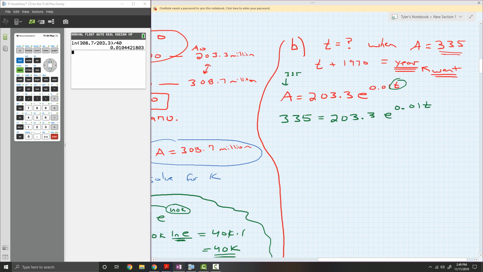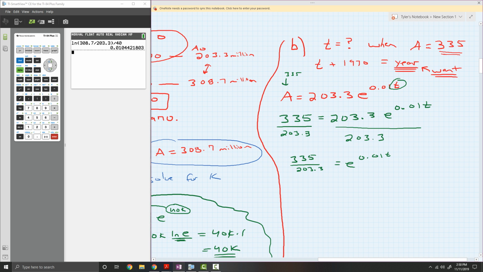So first what I would want to do is divide both sides by 203.3, so that way it gets in that nice form of a number equals e to some power. So by doing that, I get 335 divided by 203.3 equals e to 0.01 times t.